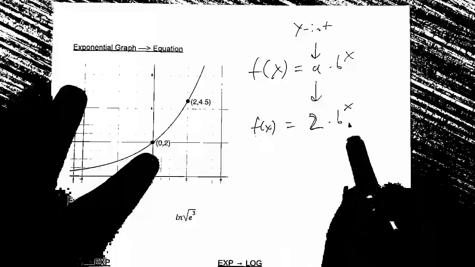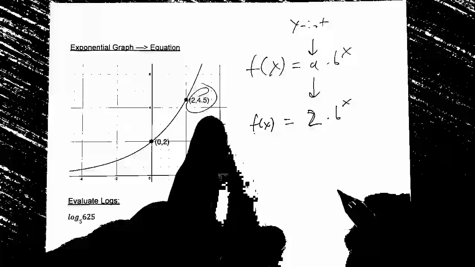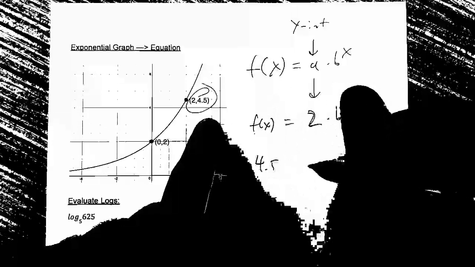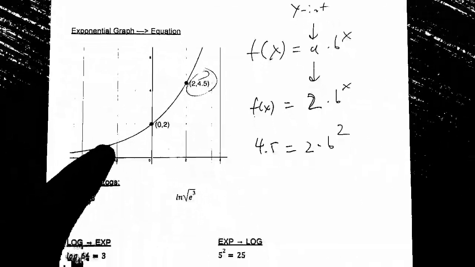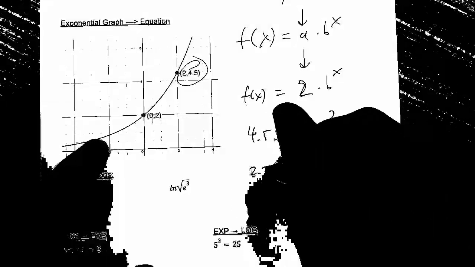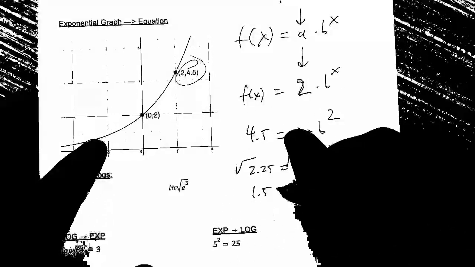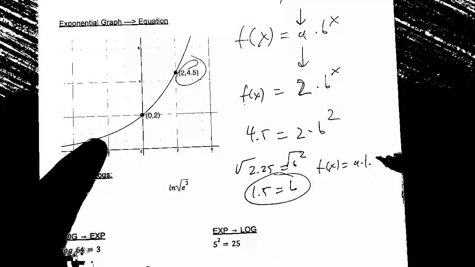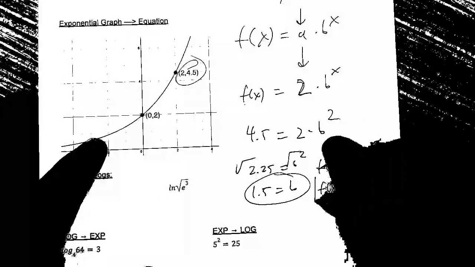So we have 3 unknowns, f(x), b, and x. How do we solve for b? Well, we know another pair of coordinates, (2, 4.5). So that means that 4.5 must equal 2 times b to the 2. Follow me? You're plugging in y and x. Divide both sides by 2, 2.25 equals b squared. Root both sides, 1.5 must equal b. So f(x) must be 2 times 1.5 to the x.